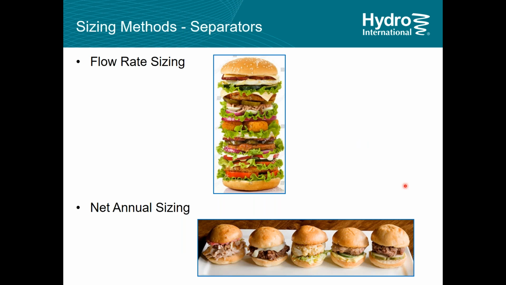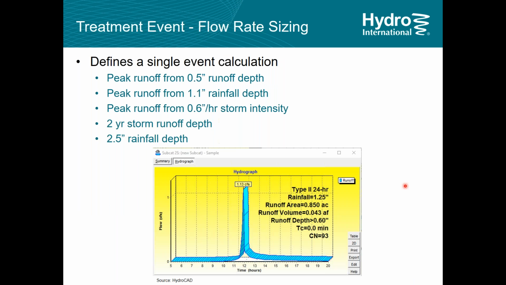So that's probably enough of testing certification. I'm going to look more at the tools now and the sizing methods. Within this industry, there are two primary sizing methods. One is called the flow rate sizing or event sizing, and that's where you take a big bite of the problem and you size to grab the whole problem at once. And the other one is net annual sizing, where you kind of slice everything up into small bites and you attack it in a series of small bites. And I'll explain how these two work.